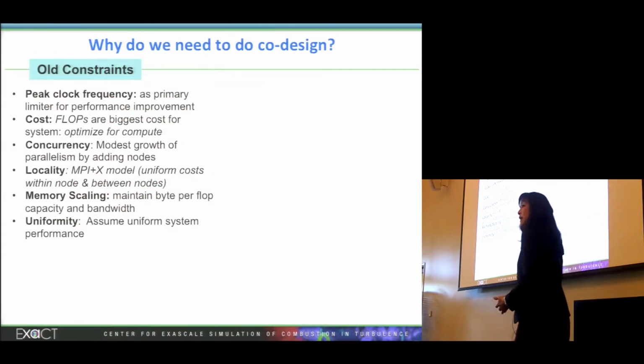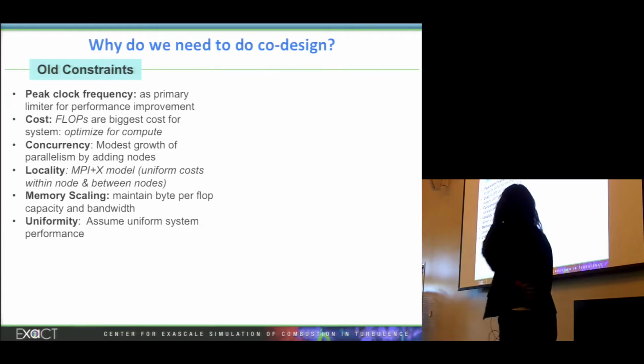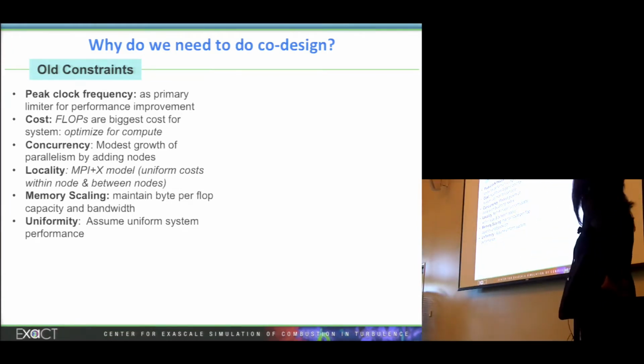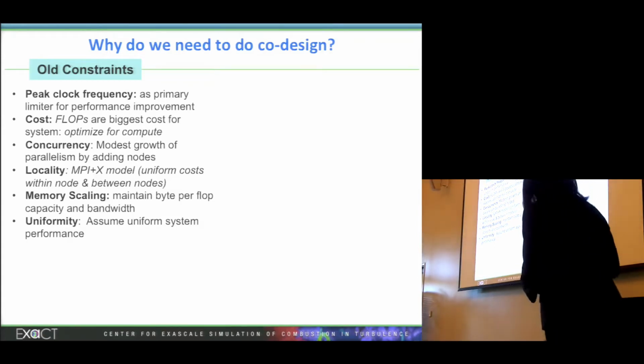So why then do we need to do co-design? If you look at where computing has been in the last couple of decades, the old constraints that we've tried to optimize around are listed here. We've been trying to maximize throughput, where flops is the biggest metric. The main limitation for performance improvement has been peak clock frequency. The cost has been mostly associated with optimizing the floating point operation speed. And the growth in concurrency has been somewhat modest, adding parallelism by adding nodes.